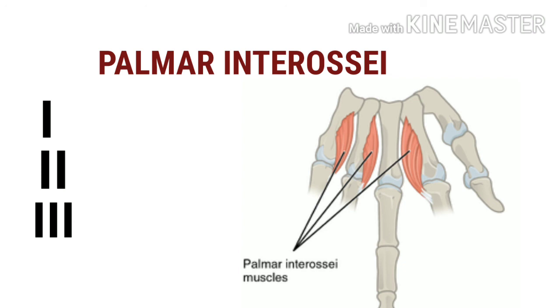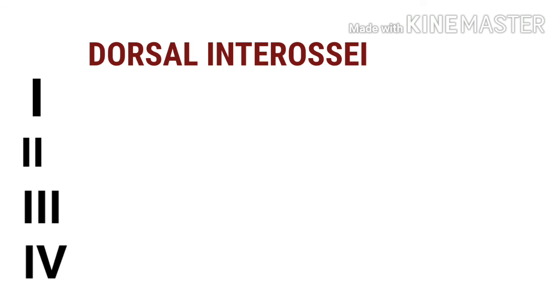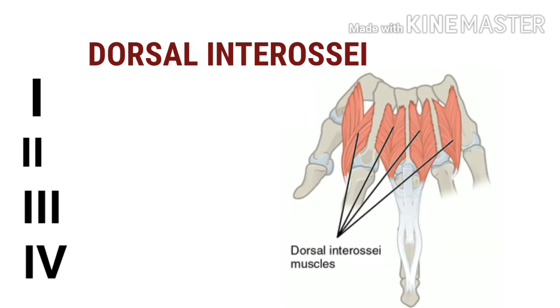Okay, so now we'll talk about the dorsal interossei, the most superficial of all the deep hand muscles. They can be palpated on the dorsum of the hand. There are 4 dorsal interossei muscles at the base of the hand. Each interosseous muscle originates from the lateral and medial surfaces of the metacarpals. They attach into the extensor hood and proximal phalanx of each finger.